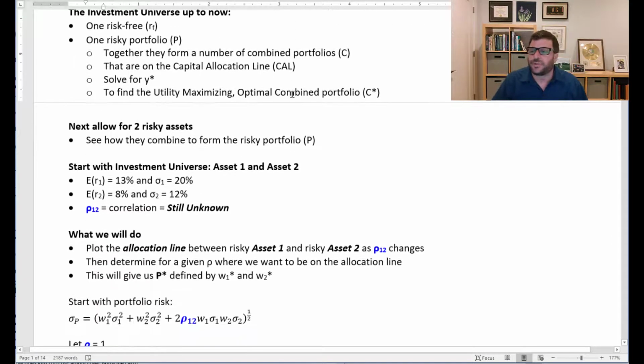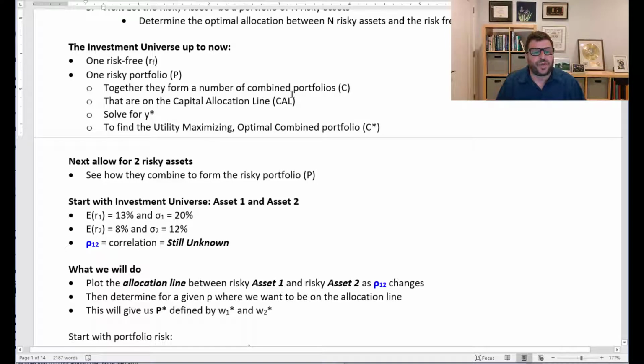So the investment universe up to now has been one risk-free, one risky portfolio, and together they form a number of combined portfolios that are on the CAL. We solve for Y to find the utility maximizing combined portfolio, C star. Next, what we want to do is allow for 2 risky assets, and see how these 2 risky assets form a risky portfolio P. So let's assume asset 1 has a 13% return and a 20% standard deviation, and asset 2 has an 8% return and a 12%. So this is the 13/20, this is the 8/12.